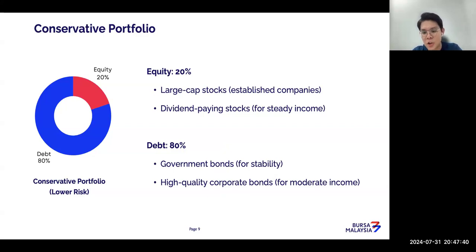And then the debt portion at 80% focuses on government bonds for stability and high-quality corporate bonds for moderate income. This portfolio is very suitable for investors with low risk tolerance, such as retirees or those who are close to retirement age.